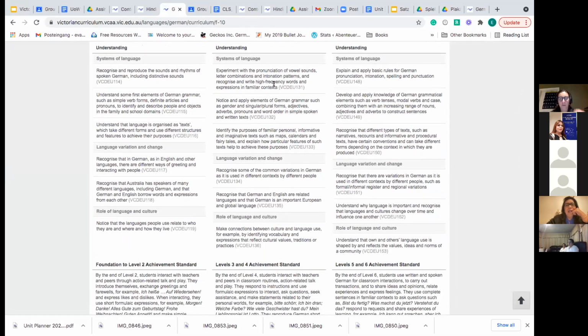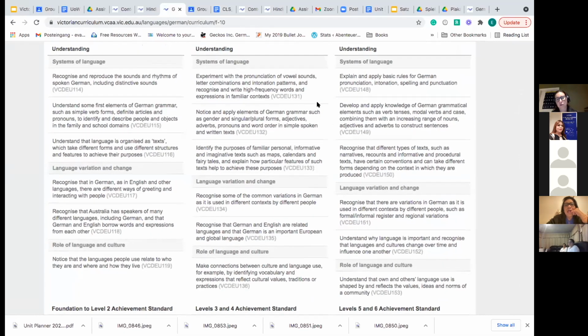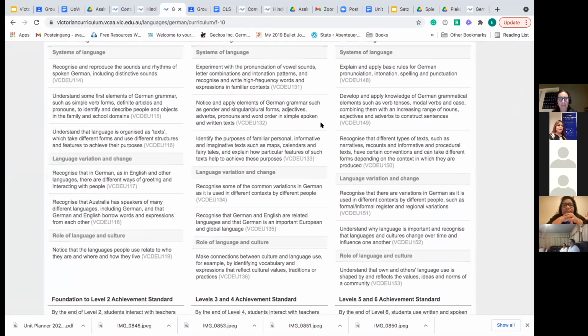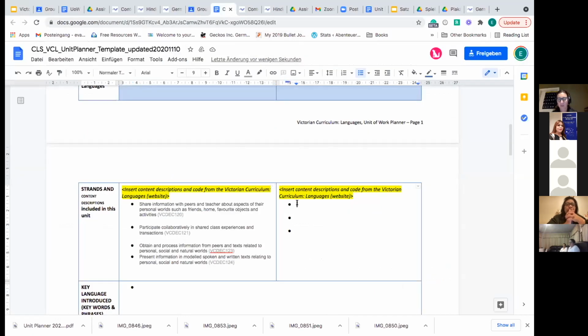So experiment with the pronunciation of vowel sounds, letter combinations, and intonations. That's not our focus. They will do that, but it's not our focus. But notice and apply elements of German grammar. They will definitely do that, such as gender, singular and plural forms, adjectives. Yes, they definitely will do this one, because that's a focus in this unit of work, that we look at different grammar aspects of German.